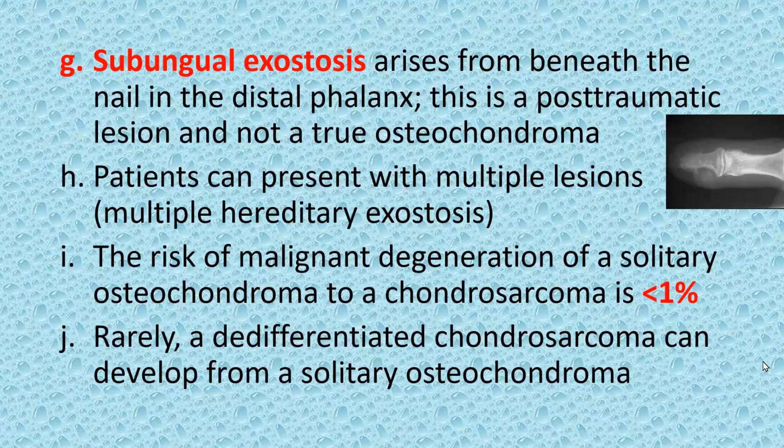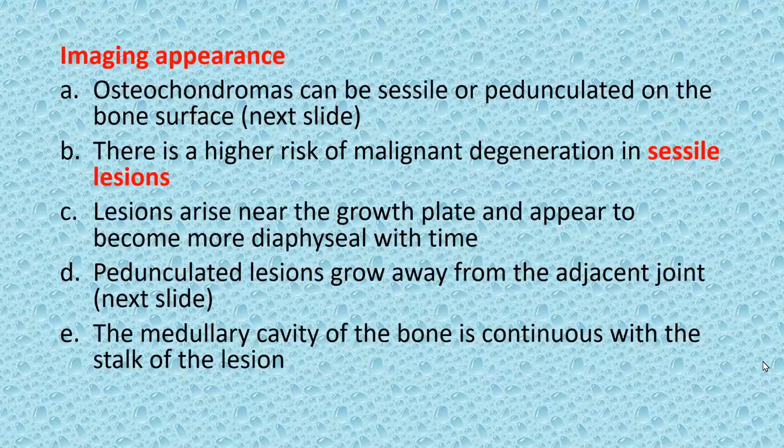Osteochondromas can be sessile or pedunculated on the bony surface. There is a higher risk of malignant degeneration in sessile lesions. Why? Because you have a flat surface, you have a broader area. Lesions arise near the growth plate and appear to become more diaphyseal with time.